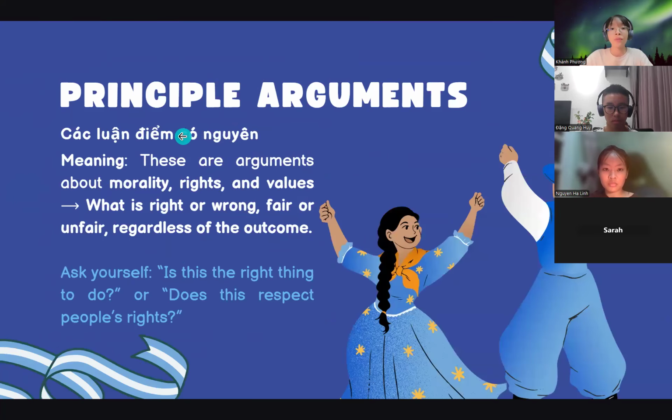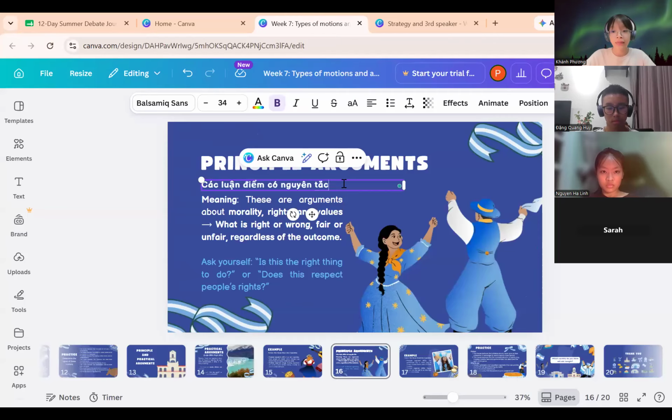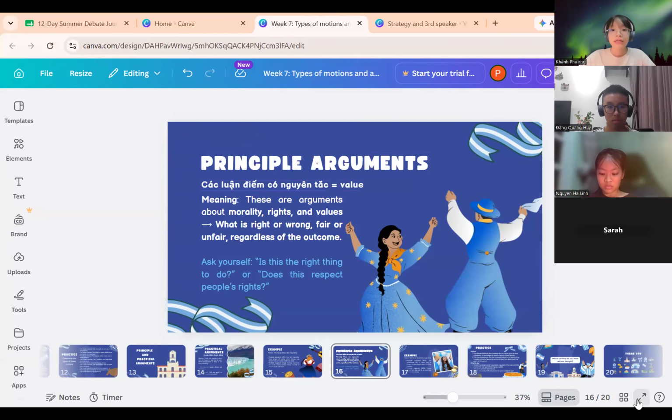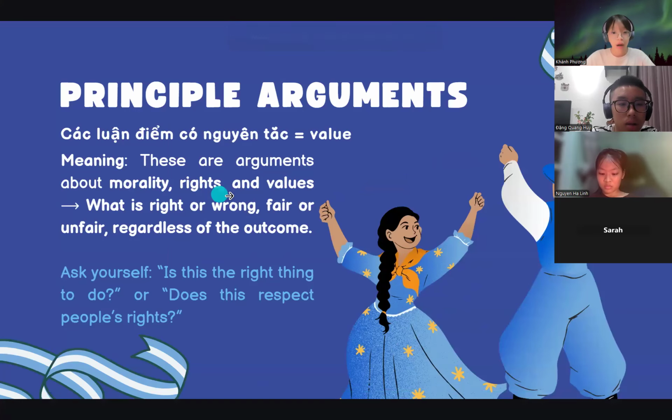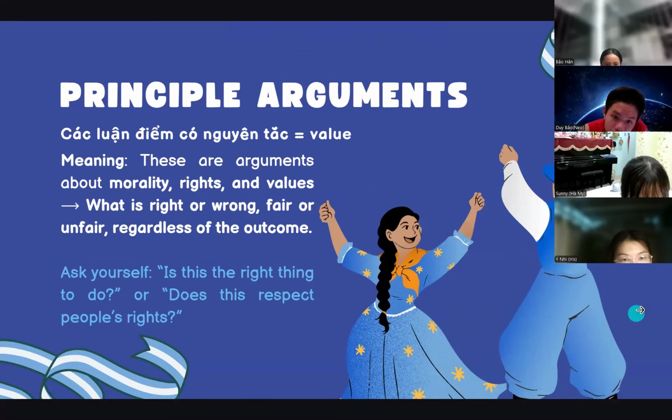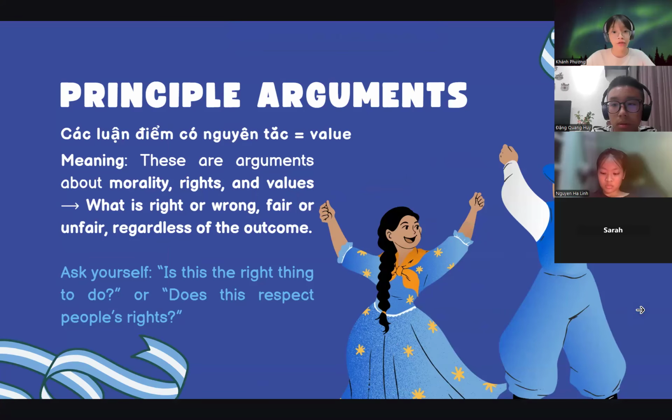Okay, now we come to principle. I forgot, it misses a couple of words here. So principle là luận điểm có nguyên tắc ấy. It is similar to value. Yeah. So these are arguments about morality, rights, and values. So you ask yourself, what is right or wrong, fair or unfair, regardless of the outcome?